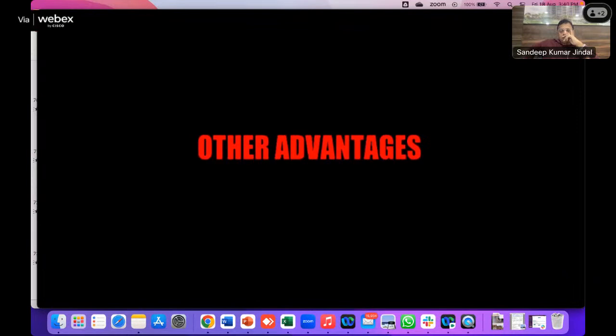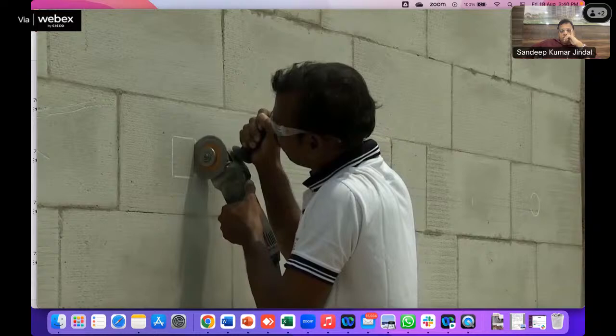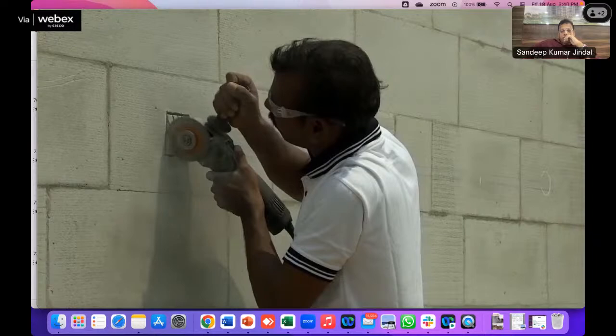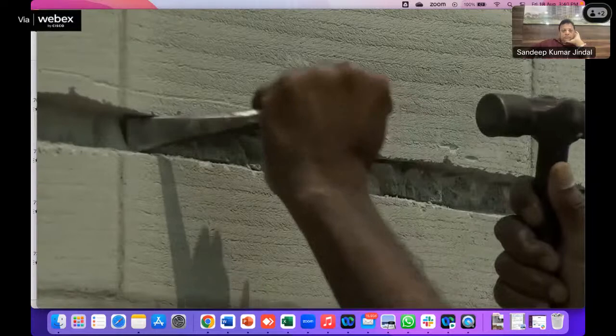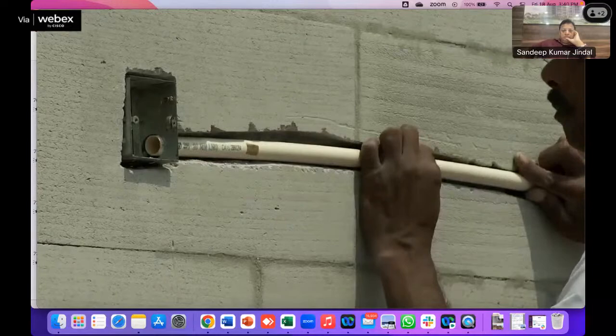Let us now look at other advantages of AAC blocks. A chase cutter can easily cut grooves as required. An iron chisel can then easily scoop out the unwanted material. After concealing, the flexibility of the AAC blocks makes it easy to place conduits and pipes.